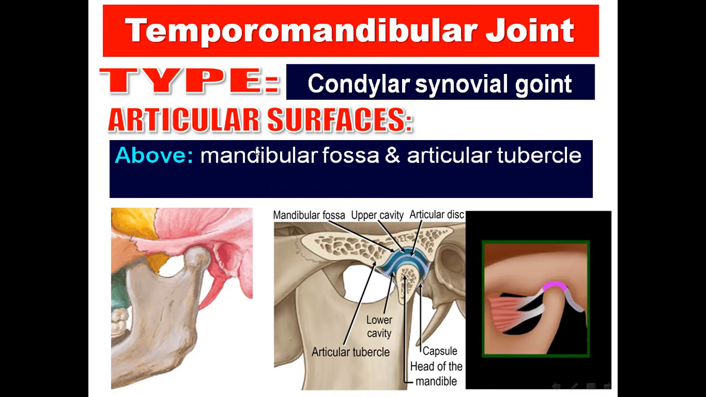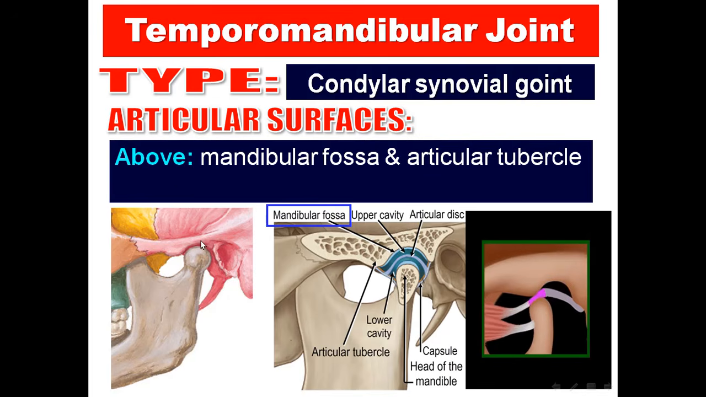Articular surfaces from above. This is the articular tubercle, and this is the mandibular fossa. So mandibular fossa and articular tubercle. This articular tubercle is very important in preventing dislocation of the head of the mandible.